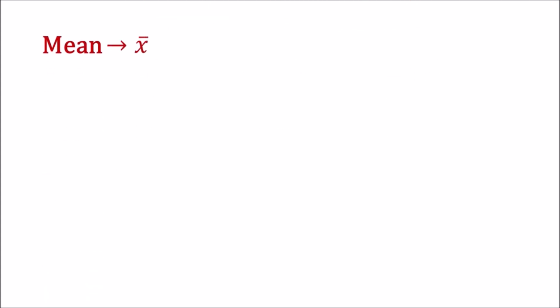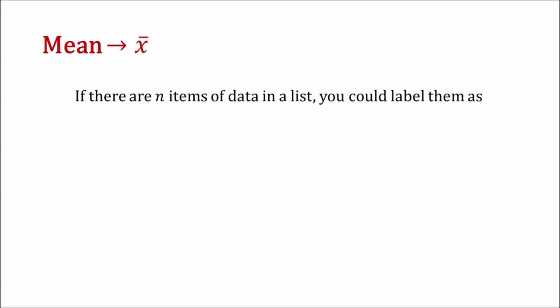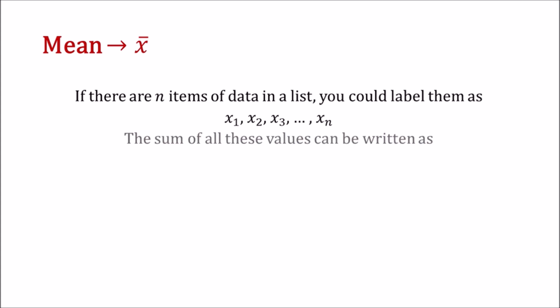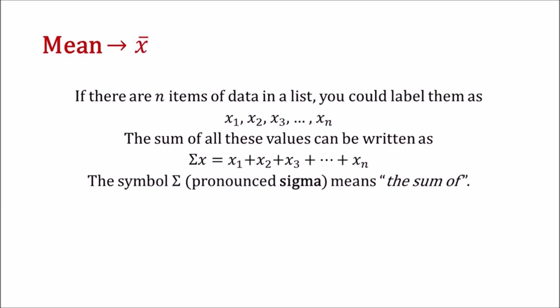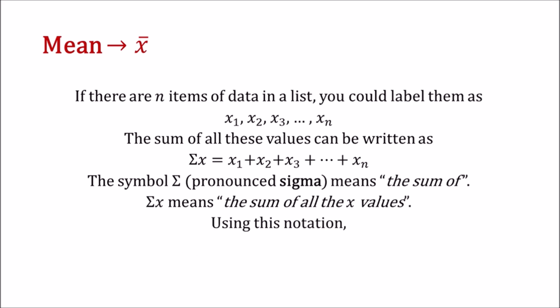First, mean. If there are n items of data in a list, you could label them as x1, x2, x3, until xn. The sum of all these values can be written as sigma x equals x1 plus x2 plus x3 until xn. The symbol sigma means the sum of. So sigma x means the sum of all the x values. Using this notation, we can write that mean, or x bar, is equal to x1 plus x2 plus x3 until xn divided by n equals sigma x per n.